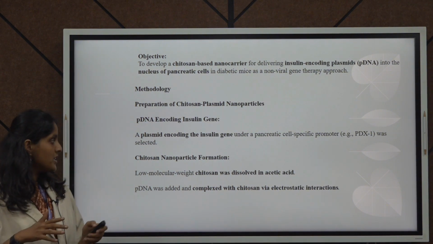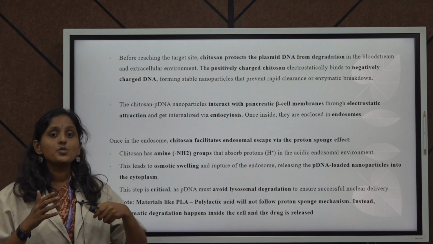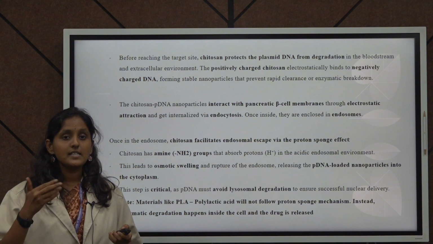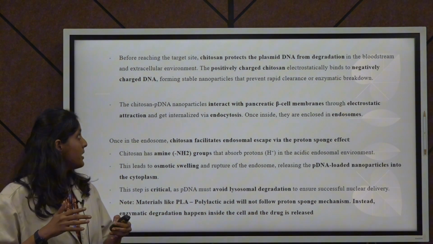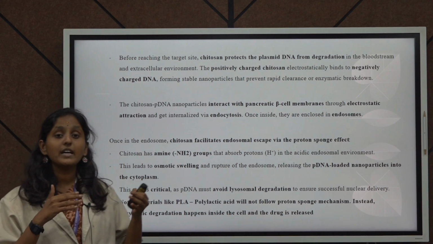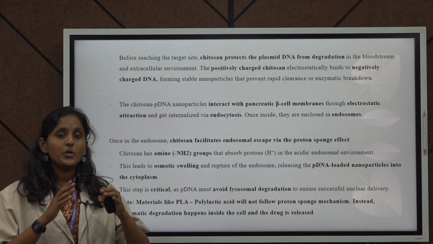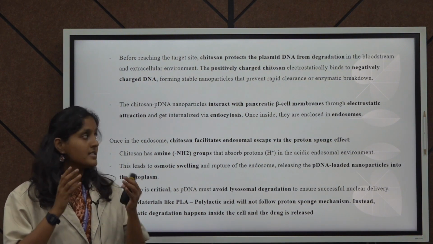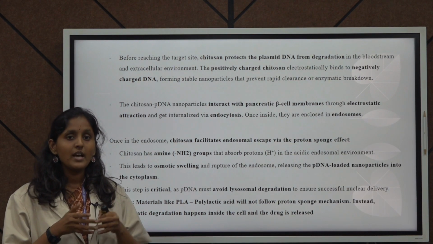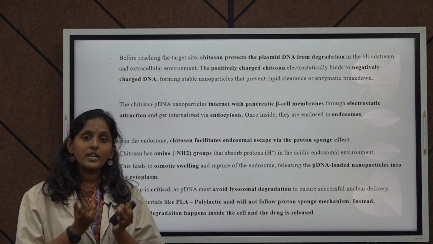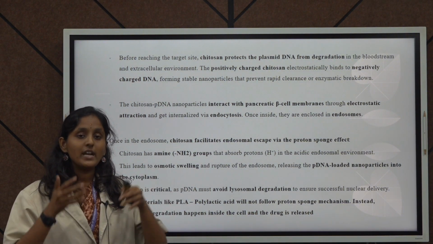So since the nanoparticle is formed now along with the plasmid DNA, next step is to deliver this nanoparticle inside the cell. There is a mechanism called proton sponge mechanism. So let's get deep into it. So before the chitosan enters into the cell, the plasmid DNA is protected well by the chitosan. Since the chitosan is cationic and the DNA is negatively charged, they will bind together well, and this chitosan is going to protect the nanomaterial very well inside the body. So this material has to enter the cell now.